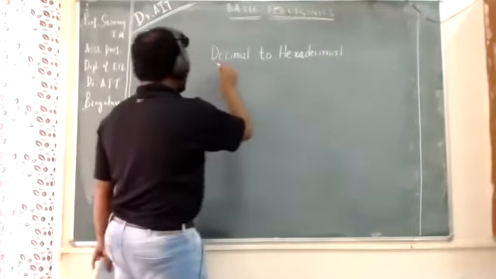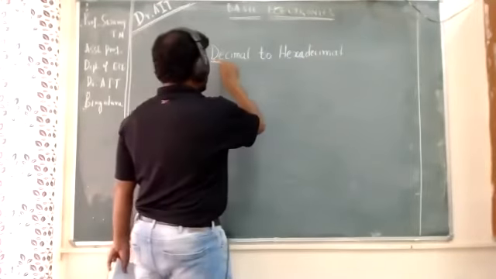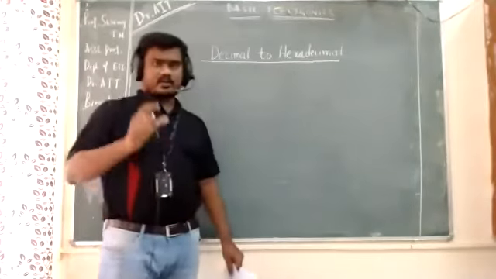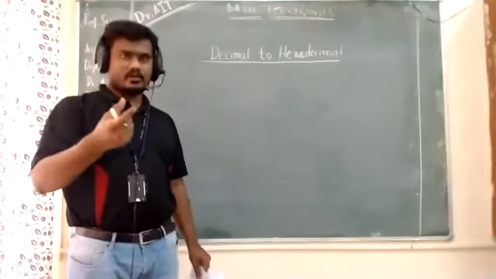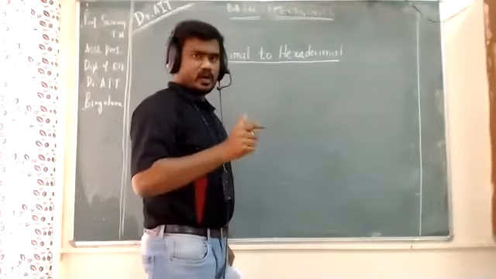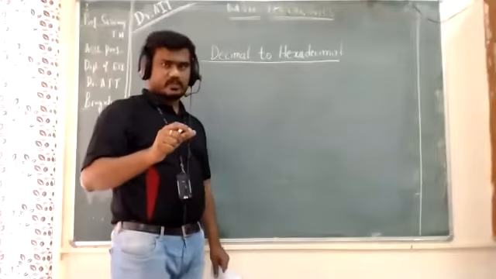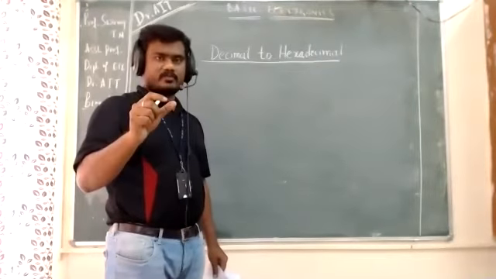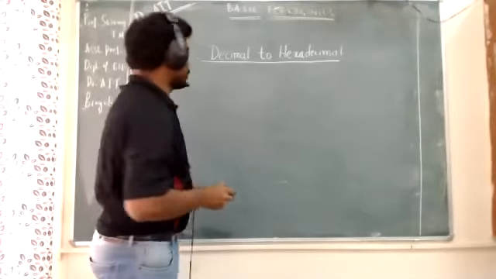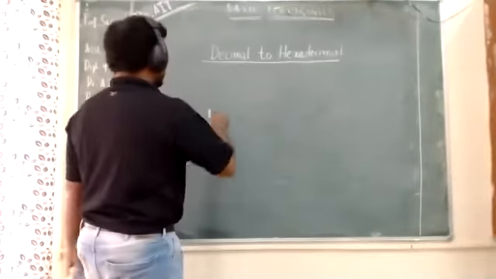Now, what is the procedure? The procedure is very simple. Whenever you have taken the decimal number and you are converting that decimal number into any number system, you have to find out how many numbers are there in that number system, and you have to divide that number by the base of that number system. Okay, I will take an example.